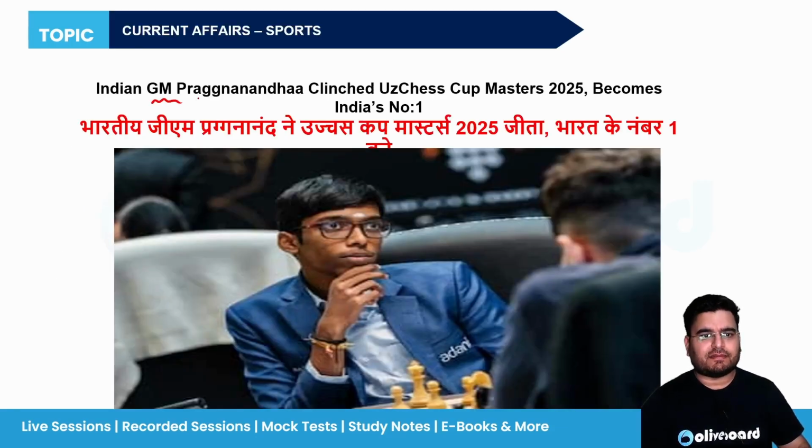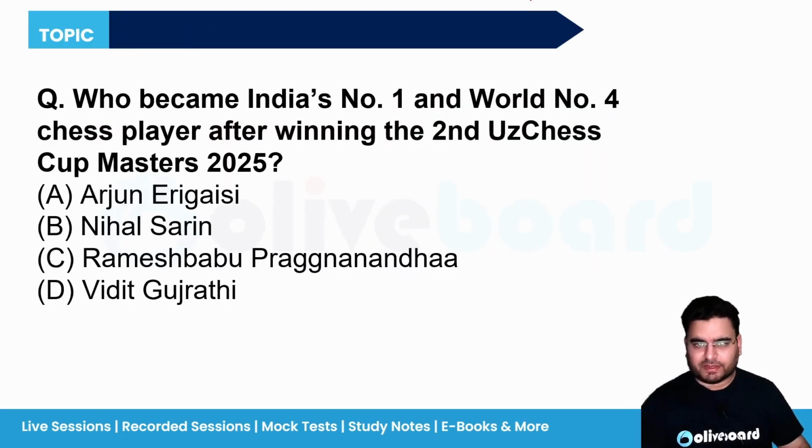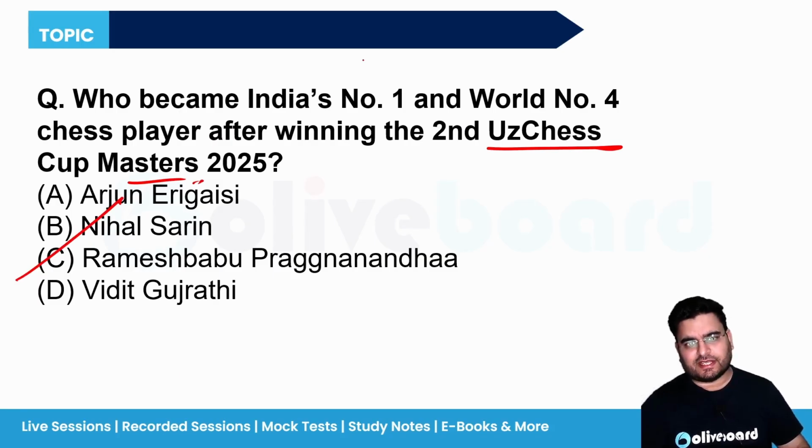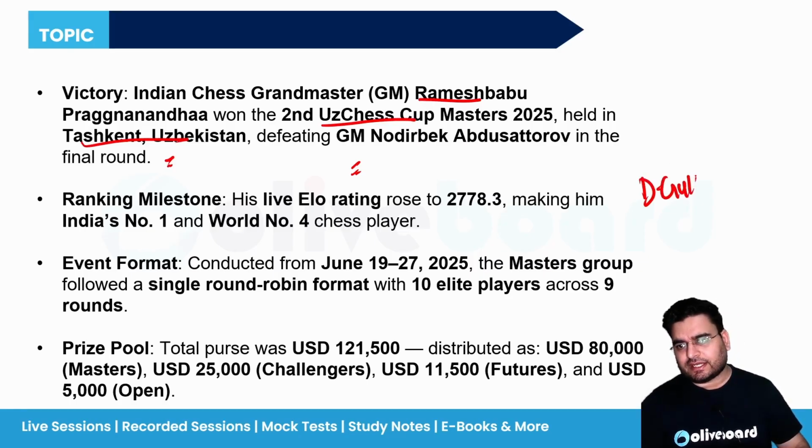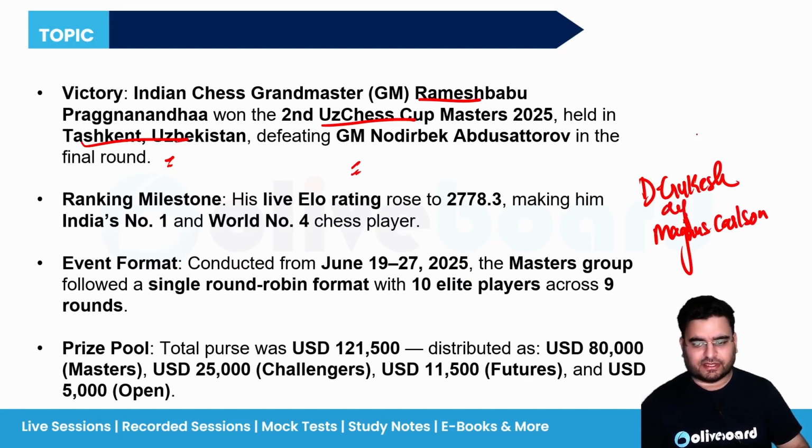Next is India's Grandmaster Pragnanda clinches the Uzbekistan Chess Cup Masters and becomes India's number 1. Okay, so Pragnanda has become the first Indian to win the Chess Cup Masters. R Pragnanda is the correct answer. He is India's number 1 and world's number 4 chess player. So please remember the name R Pragnanda, the name of the championship, and the venue, Tashkent, Uzbekistan. 3 things you have to remember. One more thing. Recently, D Gukesh has again defeated Magnus Carlsen. Please remember this also.